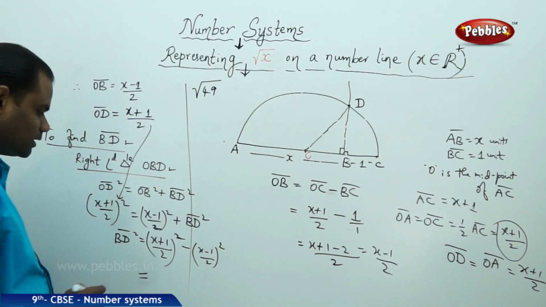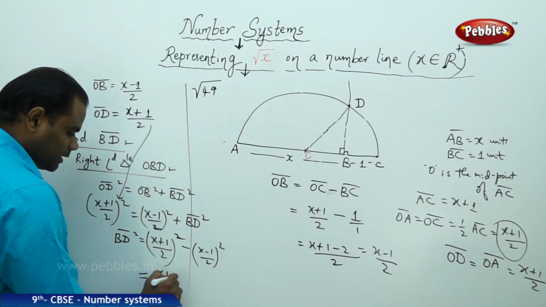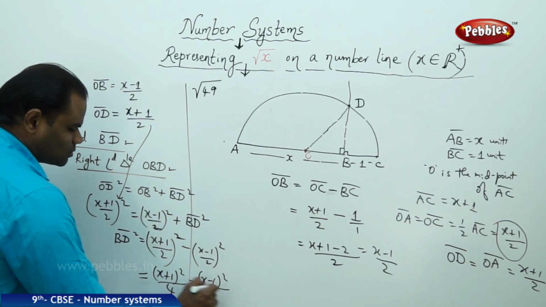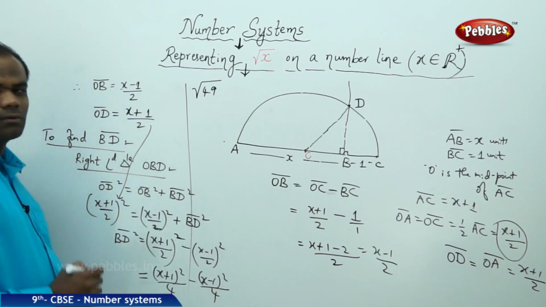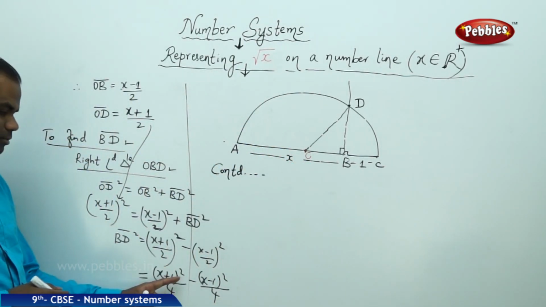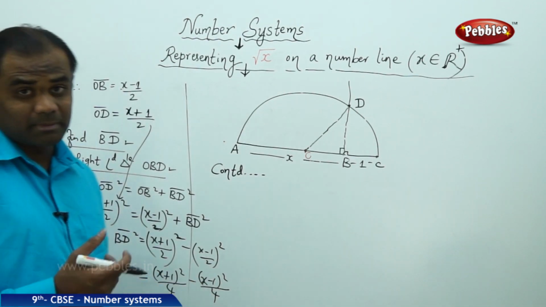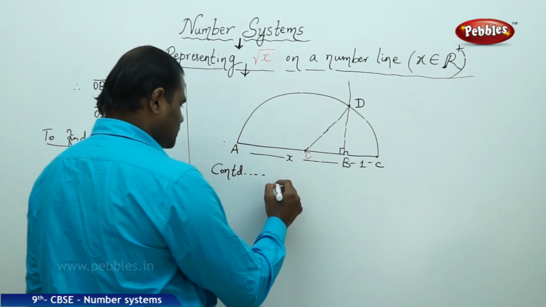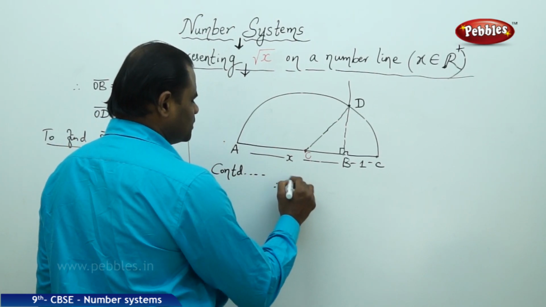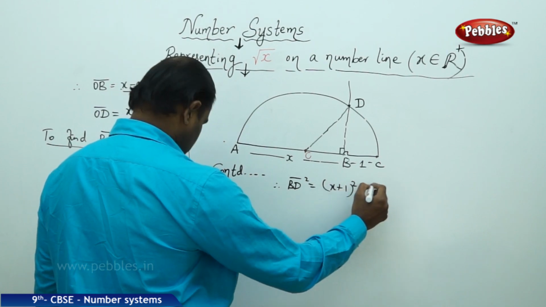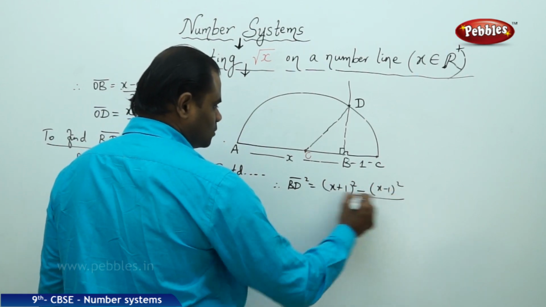Now this on further expansion gives me (x plus 1) whole square by 4 minus (x minus 1) whole square by 4, which can be simplified using the LCM. Therefore, I get BD square equals (x plus 1) whole square minus (x minus 1) whole square by 4.